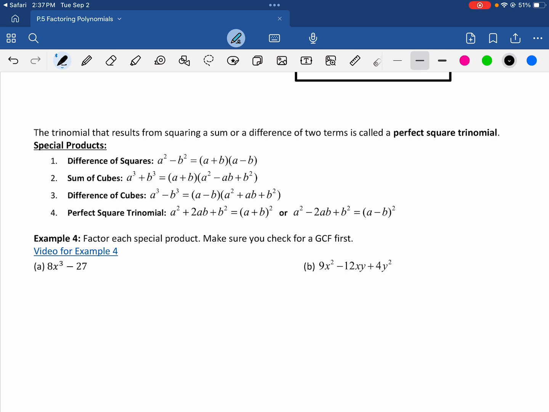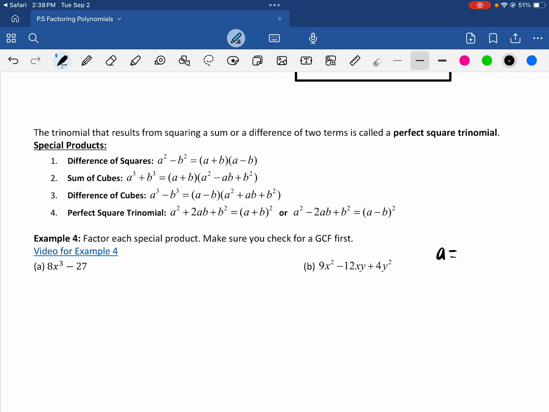So in this first one, it kind of looks like that perfect square trinomial here, which you see says it's a squared plus 2ab plus b squared. It factors into a plus b squared, or if it happened to be minus, which is the case here, then it's a minus b squared. So to figure out a and b, I will take the square root of the first number and then the last number.